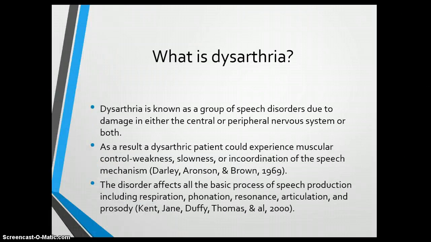So what is dysarthria? Dysarthria is known as a group of speech disorders due to damage in either the central or peripheral nervous system or both. As a result, a dysarthric patient could experience muscular control weakness, slowness, or incoordination of the speech mechanism. This disorder affects all the basic processes of speech production including respiration, phonation, resonance, articulation, and prosody.